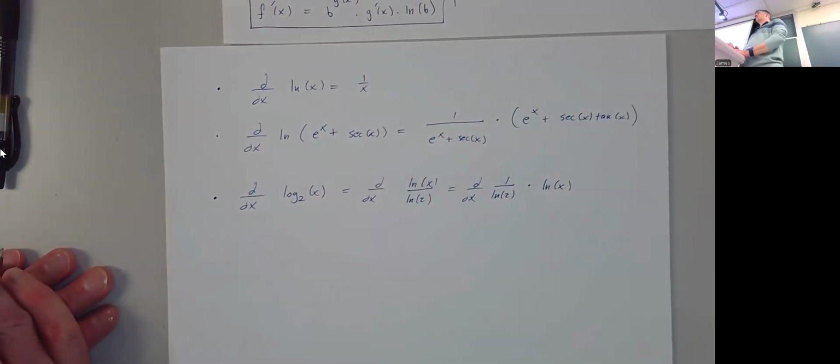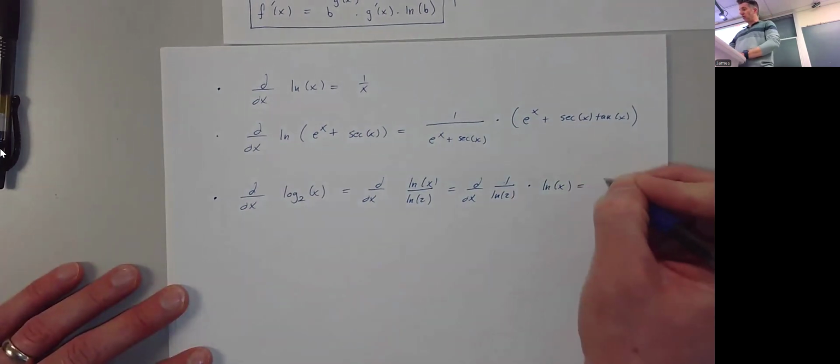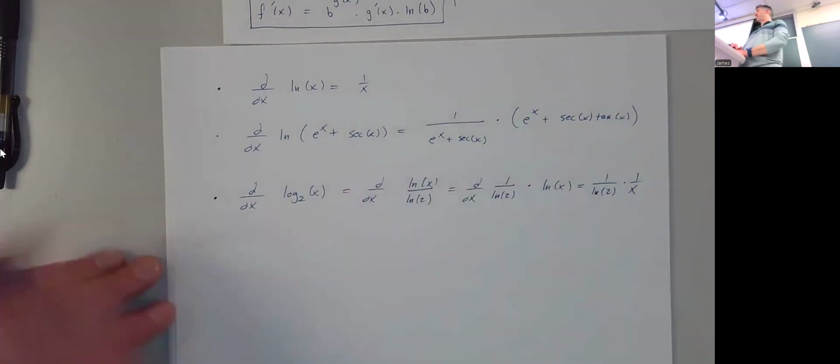You know what 1 over the natural log of 2 is? A constant. And constant multiples just get to hang out when we differentiate. So we're going to end up getting 1 over the natural log of 2 times 1 over x, the derivative of natural log of x.